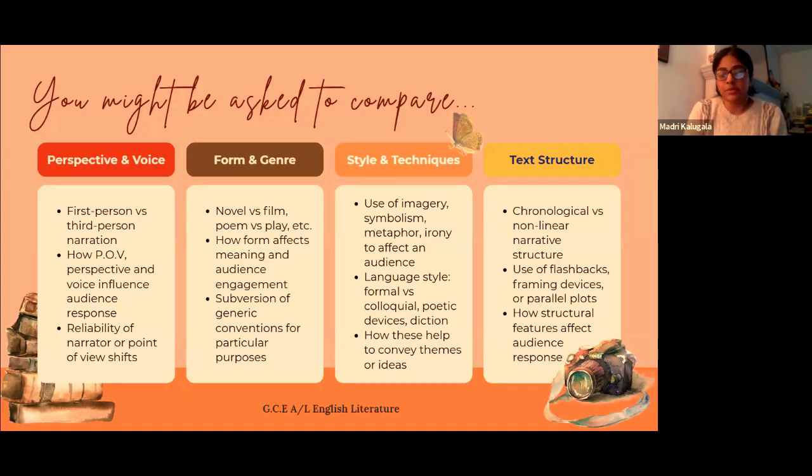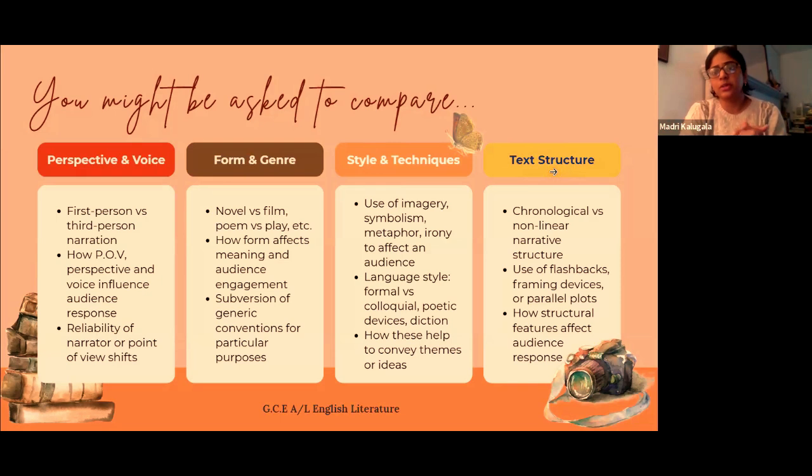What sort of language is being used, and how do these poetic devices or diction or literary devices help to convey themes or ideas? These are all things that you should train your brains to think about, because we don't know what might come up for the questions at the exam, right?